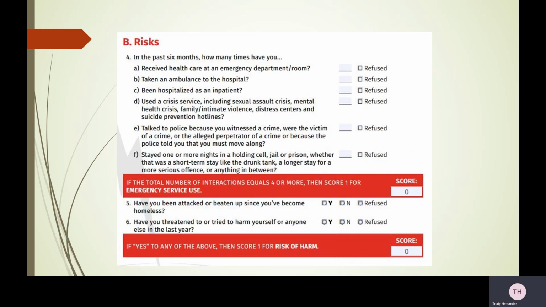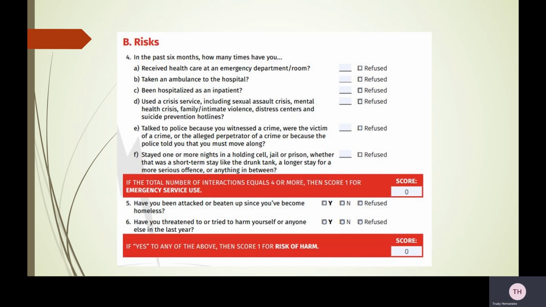This takes us into the second component, which is risks. So question number 4 is a multi-part question. So you're going to want to say, in the past 6 months, how many times have you, for each one of these questions? For sake of time, I am not going to do that. One of the tips that we like to give for any question that has time related, we want to help the client understand in context, what does that look like? We know that individuals who are experiencing homelessness are oftentimes in a crisis mode, and they may not even know what day it is, much less what day it was 6 months ago.